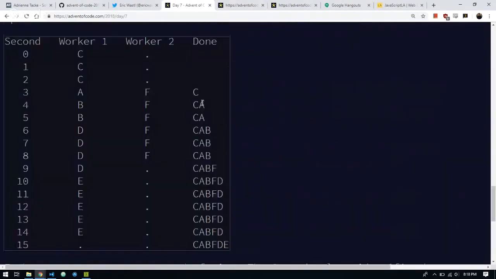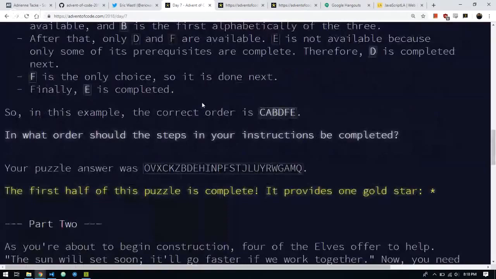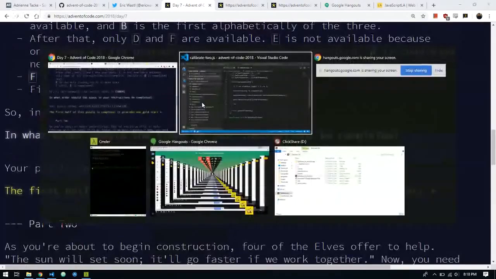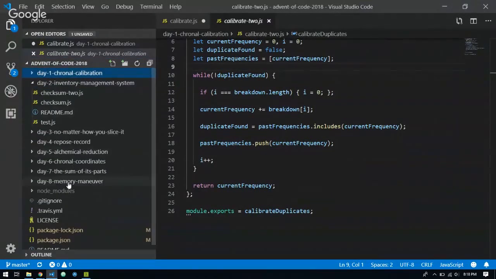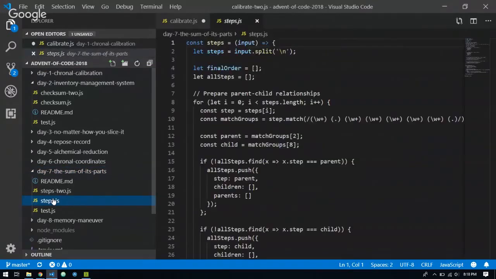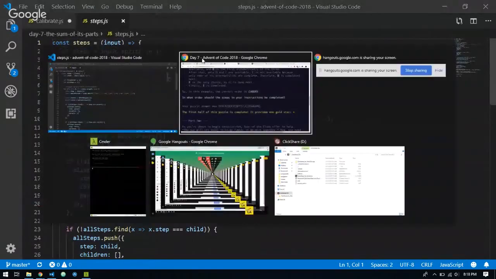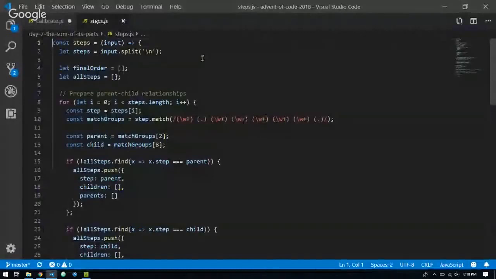Oh, I actually got the first one. Okay, so let's see what my implementation was. Some of its parts. Steps. Ooh, yeah. All right, let's see what I did here. This is day 7, right? Yep. So again, bear with me. I'm going through old code and I'm figuring it out just like you are.